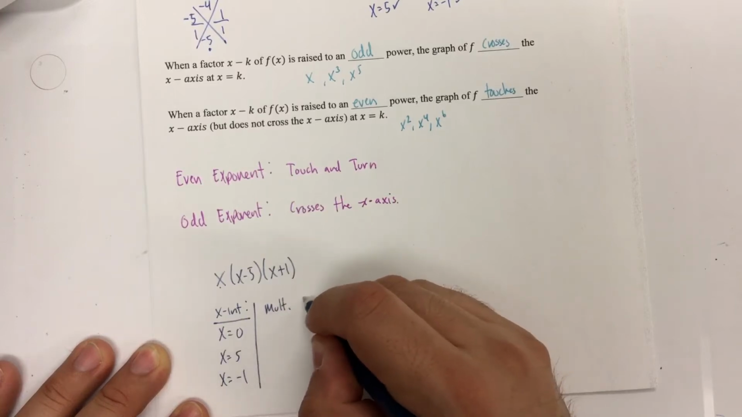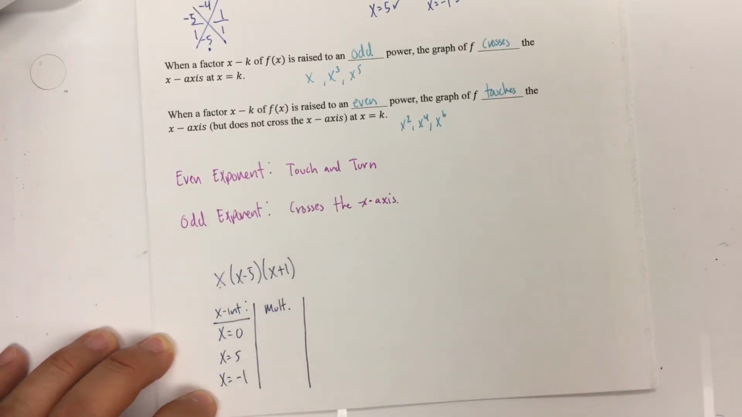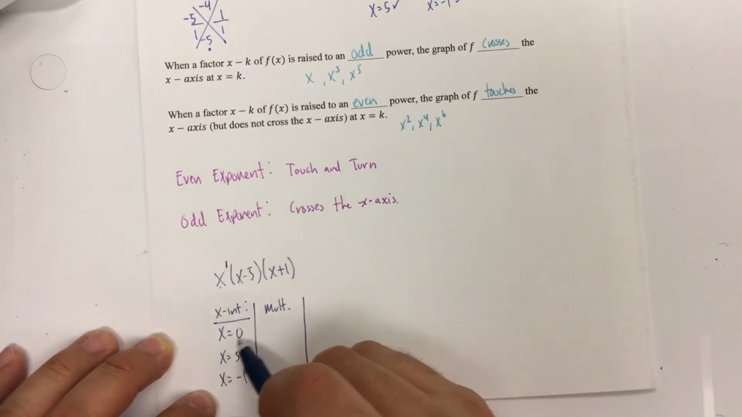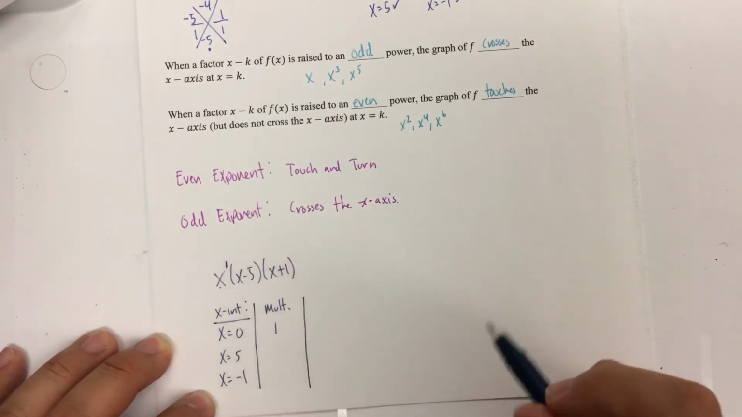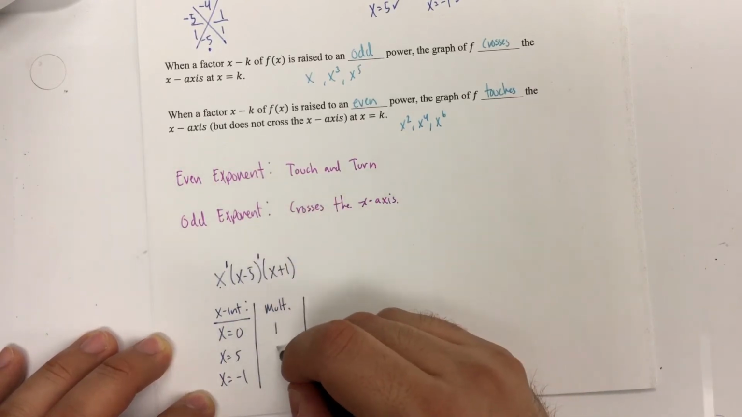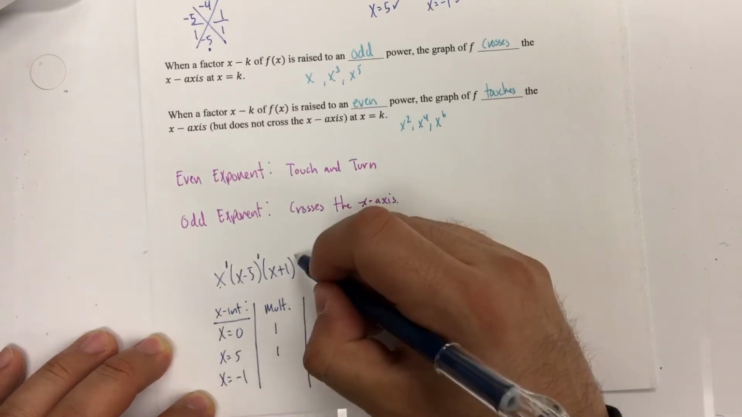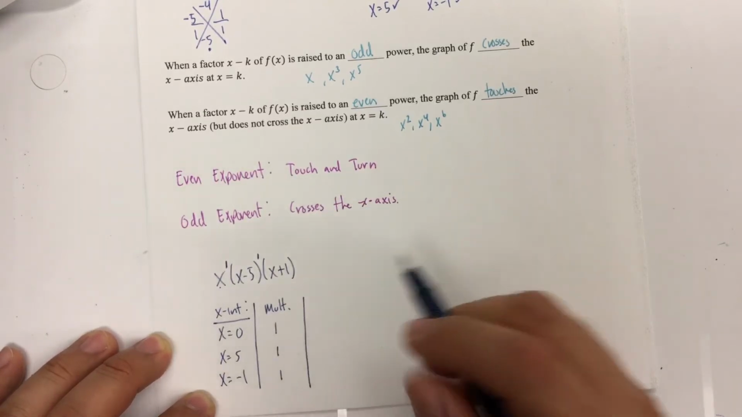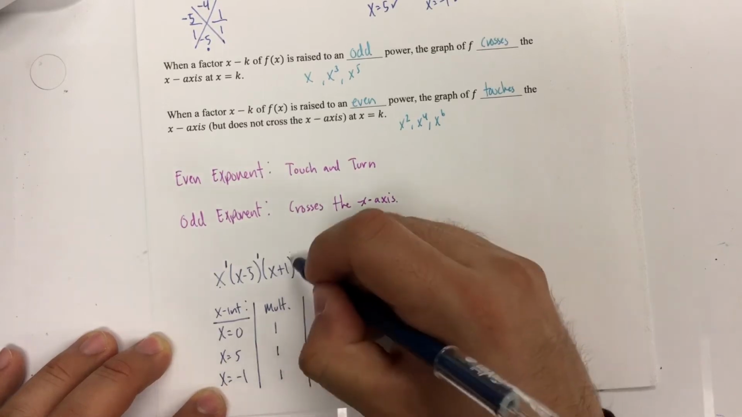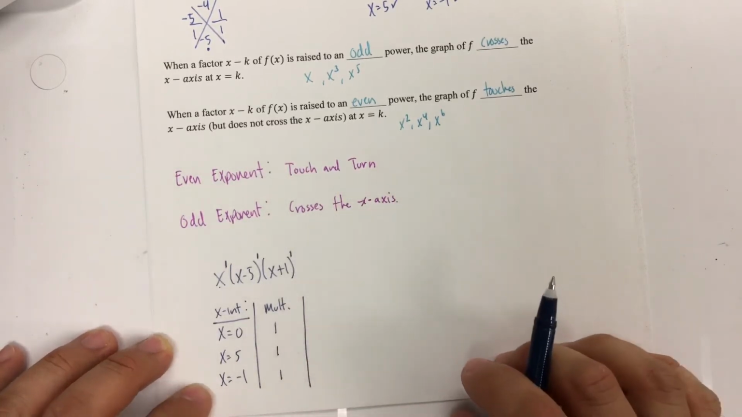Multiplicity pretty much means what is the power, right? How many times does it occur? So if you look right here, this is x to the first power, so the multiplicity for x equals 0 is 1. For this one at 5, it also has a power of 1, so that multiplicity is 1. X equals -1 also has it, so it's a 1. Now, if I made this a square, then the multiplicity for this would be 2. So we're going to put a 1 right here.